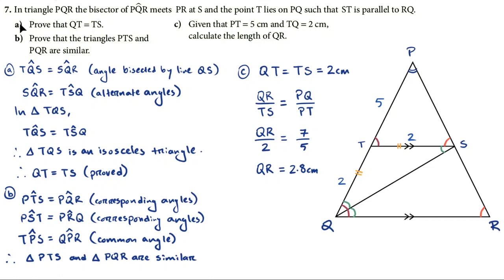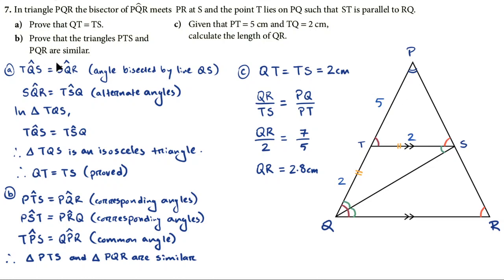In this question, it says in triangle PQR, the bisector of angle PQR meets PR at S, and the point T lies on PQ such that ST is parallel to RQ. We need to prove that QT is equal to TS. The diagram is not given in the question. I have drawn the diagram.